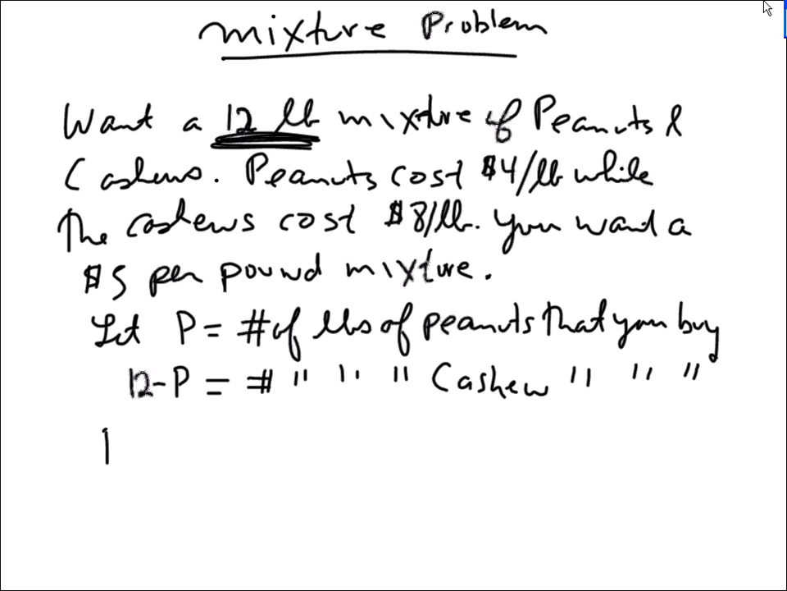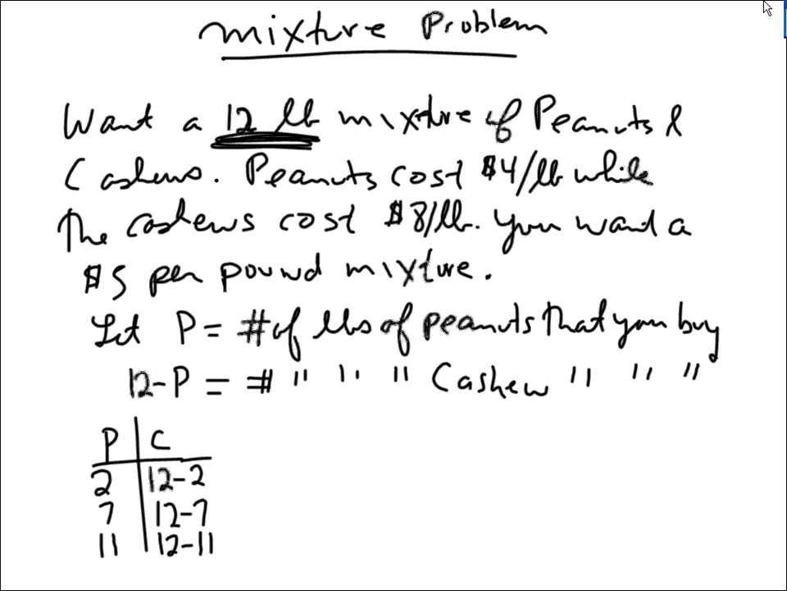You have peanuts, you have cashews. You're going to buy a 12-pound mixture. If you buy 2 pounds of peanuts, how many pounds of cashews do you buy? You compute 12 minus 2, 10. If you bought 7 pounds of peanuts, how do you figure out how many pounds of cashews to buy? 12 minus 7. If you bought 11 pounds of peanuts, how do you figure out how many pounds of cashews to buy? 12 minus 11. Hopefully you're seeing a pattern.